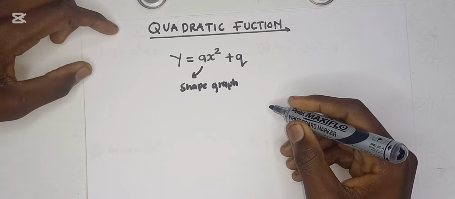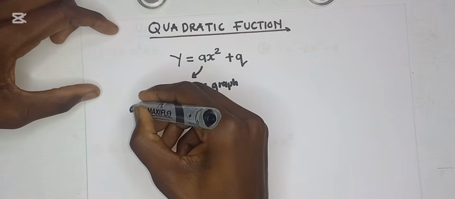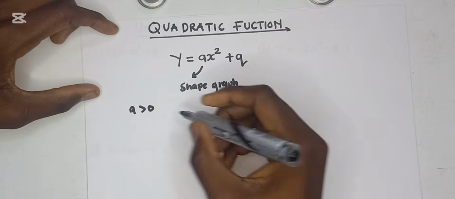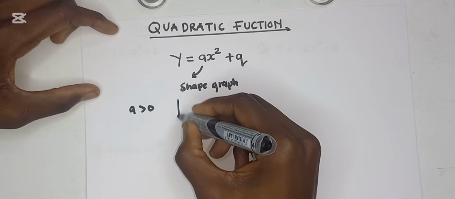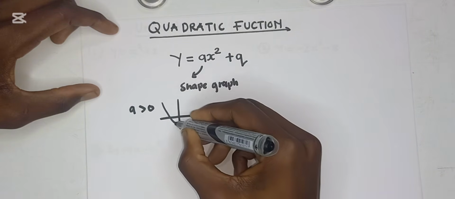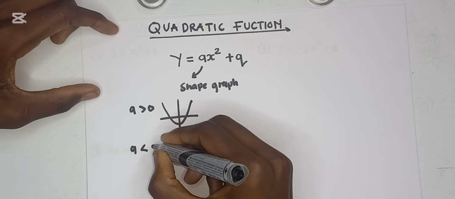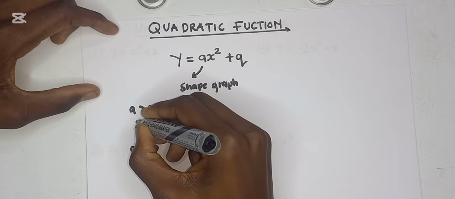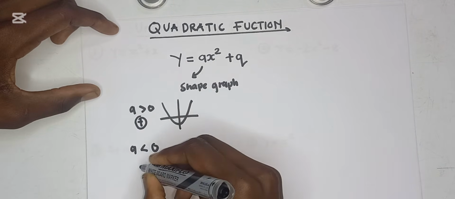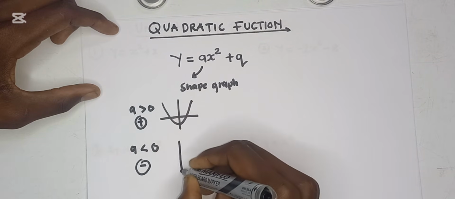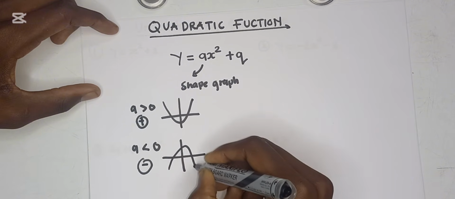So when the value of a is positive, your graph is going to be a smiling graph. It's going to be something like this, and when it is negative, when it is less than 0, I like to put it like this: one is the same as positive, this one is the same as negative, and your graph is going to be something like this.